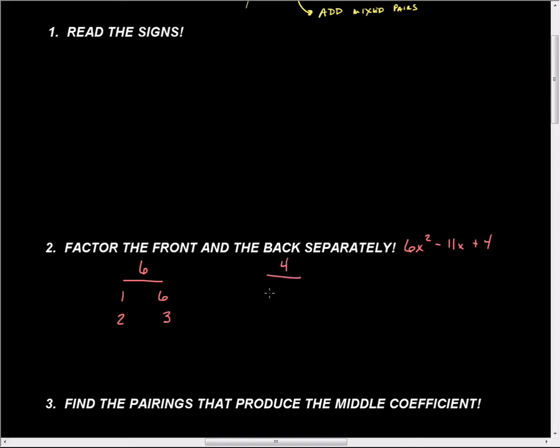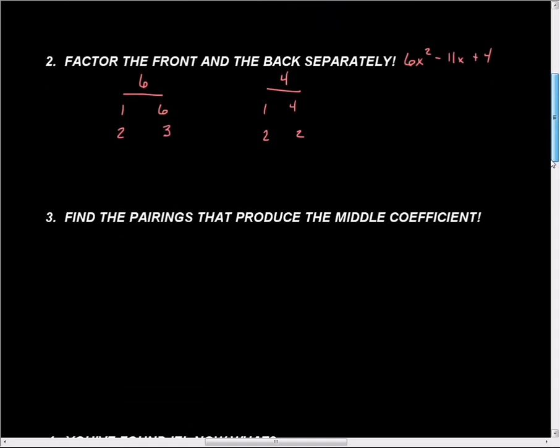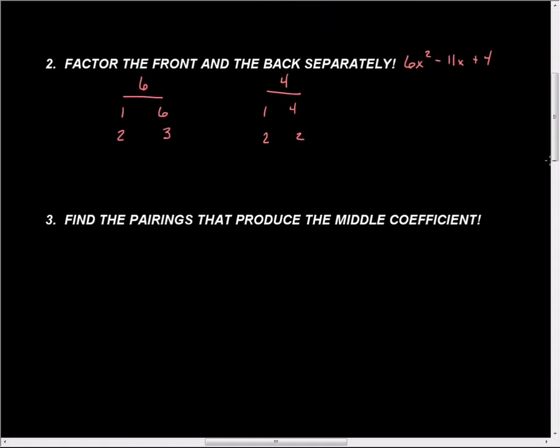And on the back end, 4 is also 1 and 4, and 2 and 2. Now that we have those factored out, and by the way, those numbers can be quite a beast to factor if they're rather large, or in the case of 72, it's not that large, but there are a lot of factor pairs of 72. So we want to go ahead and try to find the pairing that works the best.